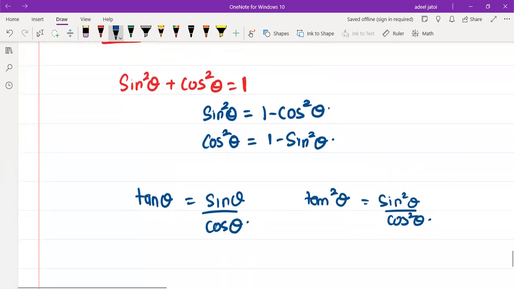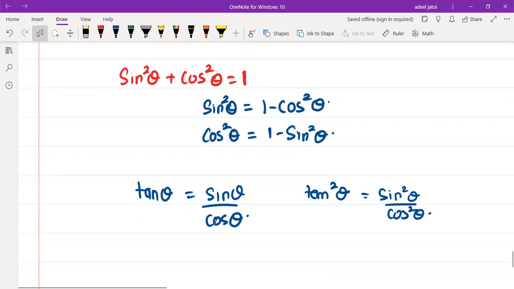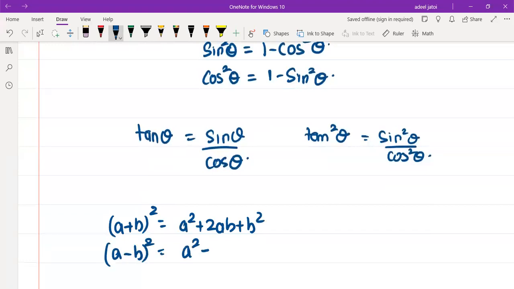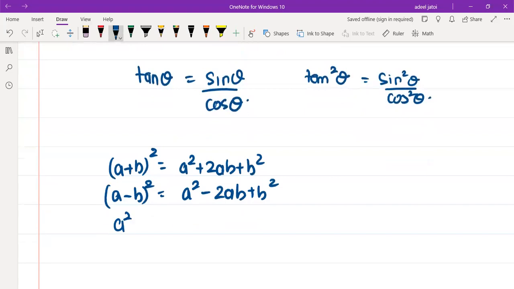In your AS you only have these two identities to be used to solve your questions. The other basic identities you should know are from your O levels: A plus B whole square, which is A square plus 2AB plus B square; A minus B whole square, which can be opened as A square minus 2AB plus B square; and the third one is A square minus B square, which is A minus B times A plus B. So these are the three identities from the previous O-level work that you will be using in your AS as well.